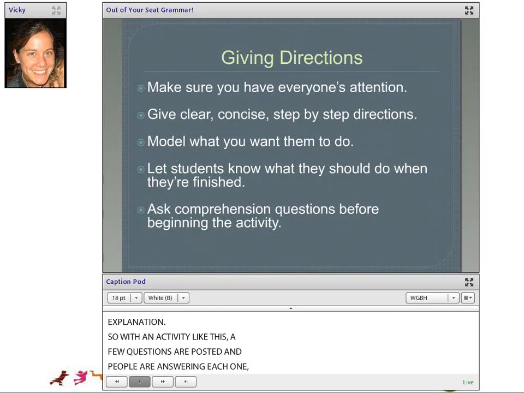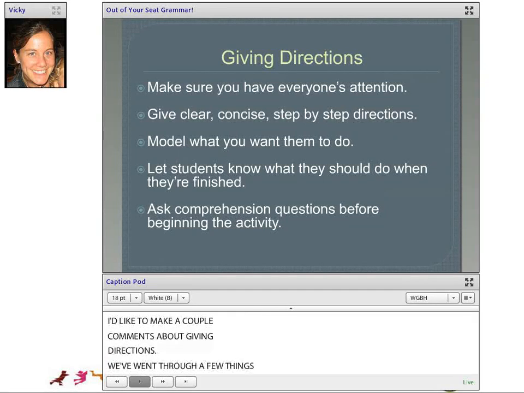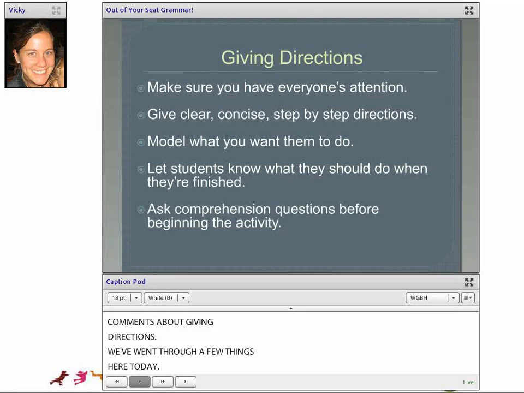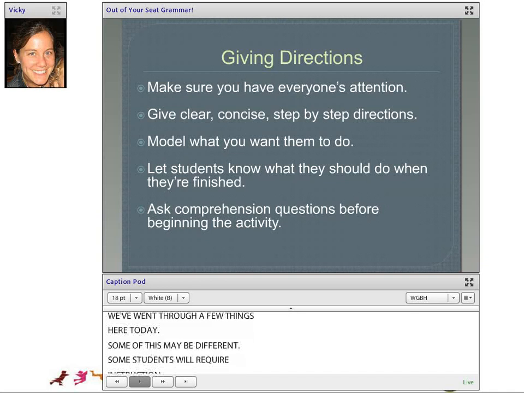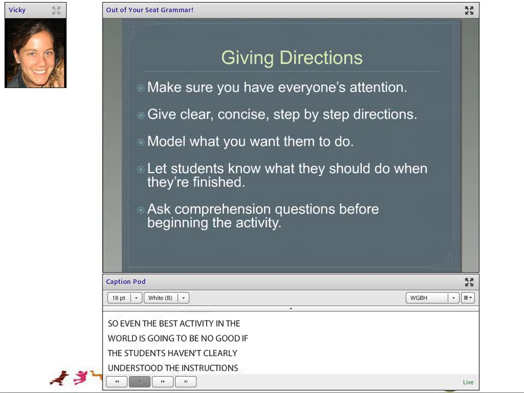I'd like to make a couple of comments about giving directions. We've gone through a couple of activities here today, and some of them might be totally different than the students have ever done before, and they're going to require some instruction. Even the best activity in the world is going to be no good if the students haven't clearly understood the instructions before getting started. So here are some suggestions.